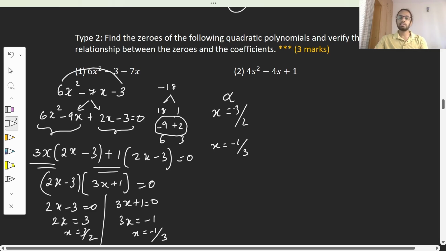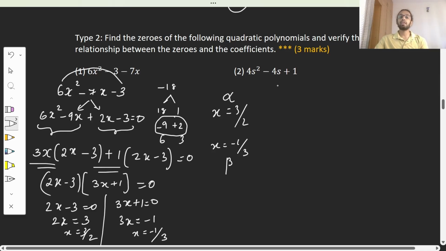Now here this is alpha and this is beta, or we can take it vice versa as well. So these are the two zeros of the polynomial. And I would like to recall what do we mean by zeros. If we substitute this value 3 by 2 in all the places of x in the question, we'll be getting the answer as 0. That is the reason why we call these two as the zeros of the polynomial. Likewise, it holds good for minus 1 by 3 as well.